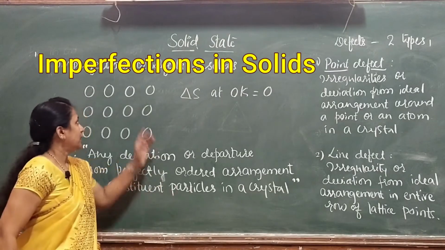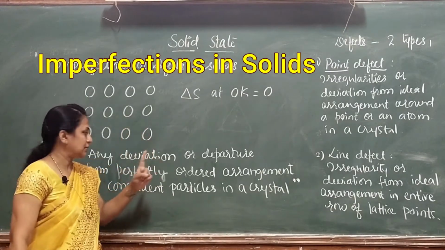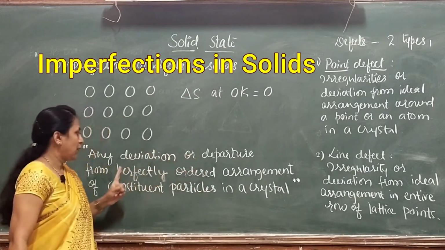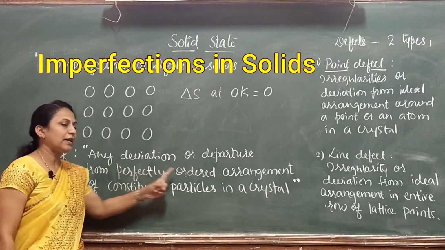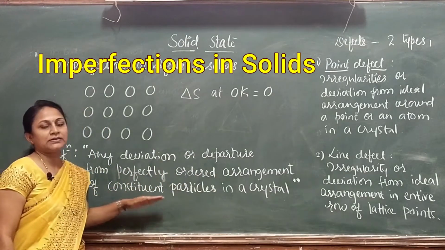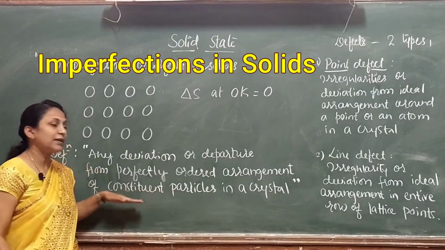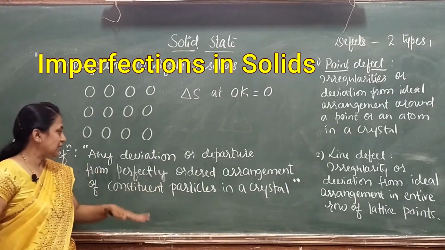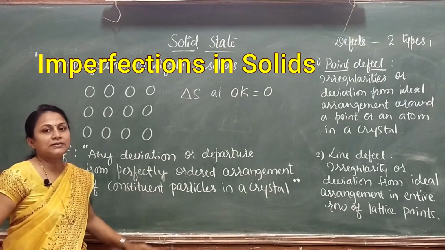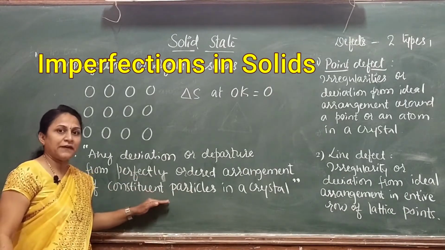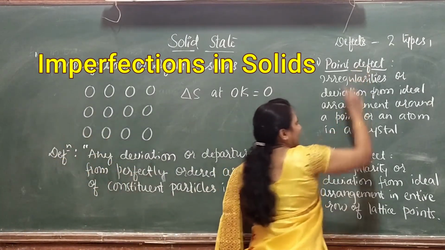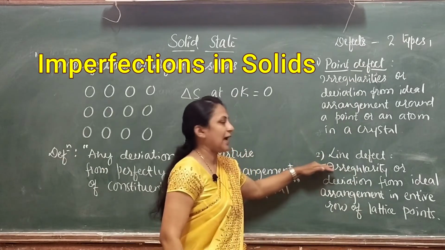We define imperfection or defects as any deviation or departure from perfectly ordered arrangement of constituent particles in a crystal. So it is a deviation or departure from perfectly ordered arrangement of constituent particles in a crystal. So these defects are again classified into two types. One is a point defect and second one is the line defect.